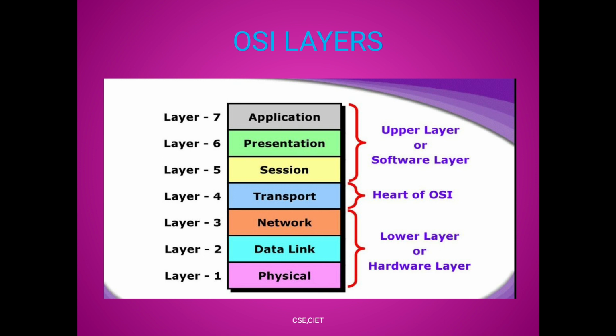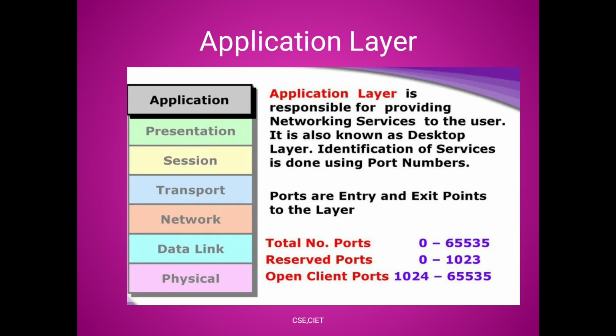We can start from layer 1, the physical layer, layer 2 data link layer, layer 3 network layer, layer 4 transport layer, layer 5 session layer, layer 6 presentation layer, and layer 7 application layer. The top 3 layers we call the upper layers or software layers, and the middle layer, the transport layer, is called the heart of OSI. The bottom 3 layers are the lower layers or hardware layers. Now let us discuss each and every layer from the top layer onwards.